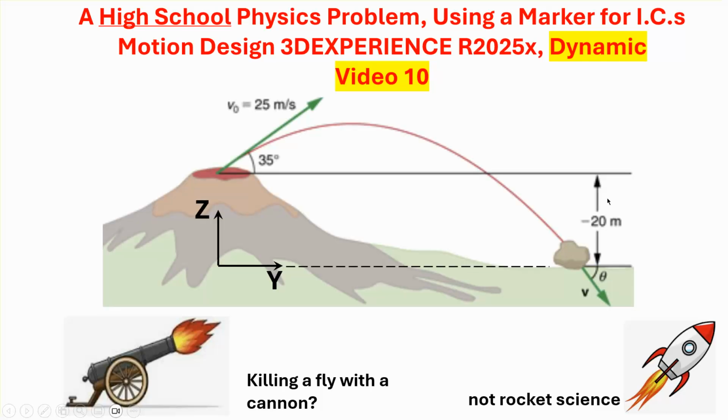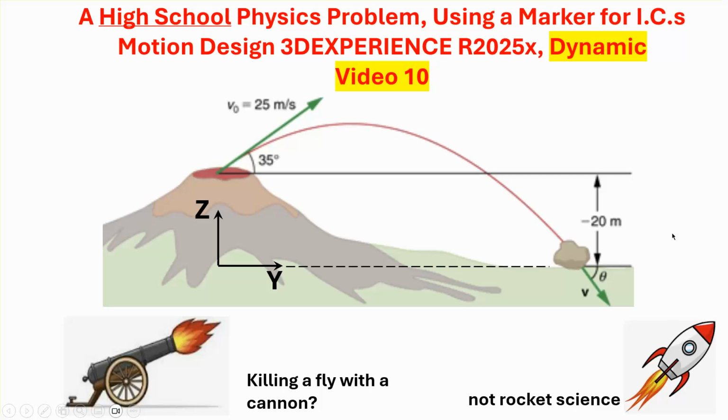The situation is like this. We have a mountain, a volcano, and there is a hot rock on the top, which is being ejected at a velocity of 25 meters per second, at an angle that you see there. What we want to know is when will it hit the ground? This is 20 meters high, and what is the velocity when it hits the ground?